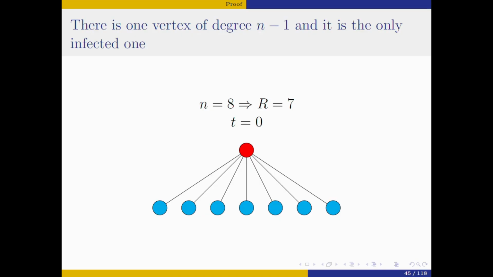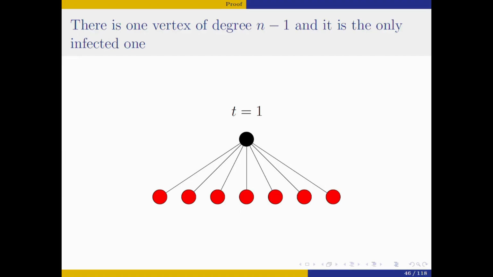In the next case, we have the existence of a vertex of degree n minus 1, and this is the only infected one. We observe that in this graph we have 8 vertices, so R is equal to 7. It is easy to see that for the next time step the infected vertex will become dead, and thus the healthy ones will become infected. Now, since the dead vertex has exactly 7 infected neighbors, in the next time step it will become infected, and the infected ones will become dead again.